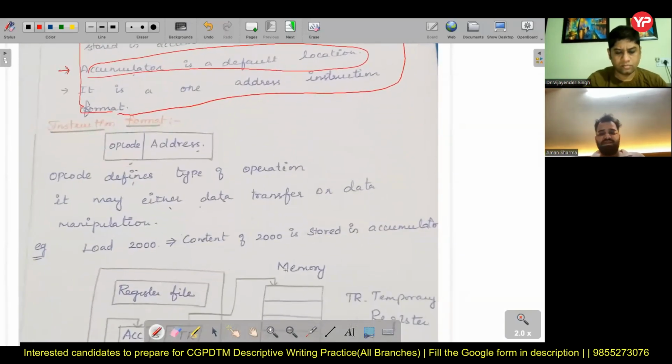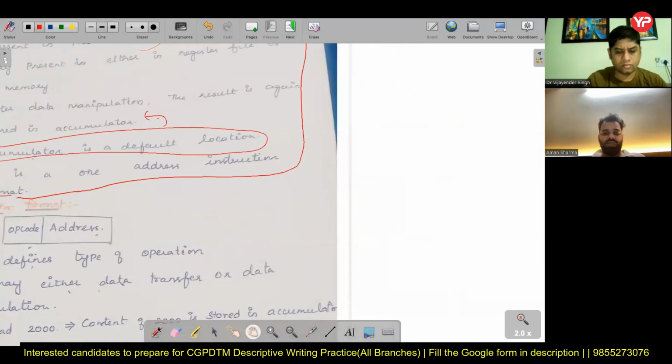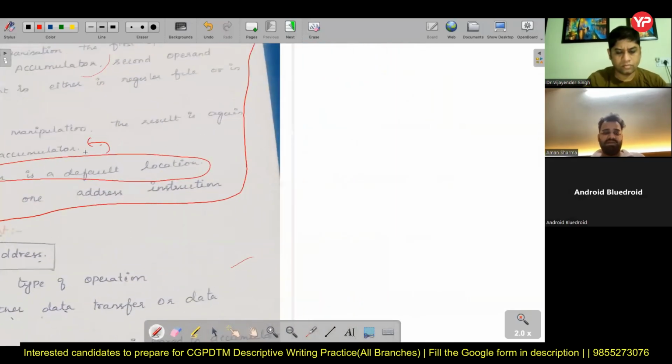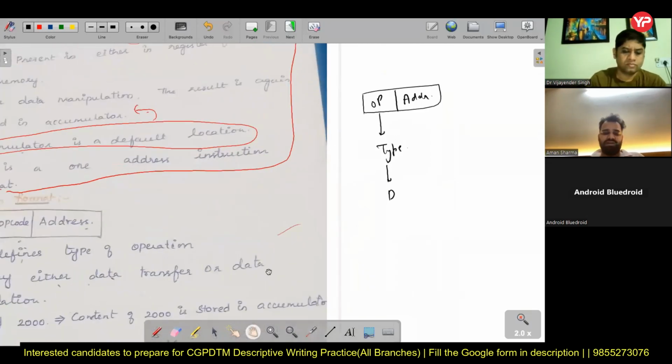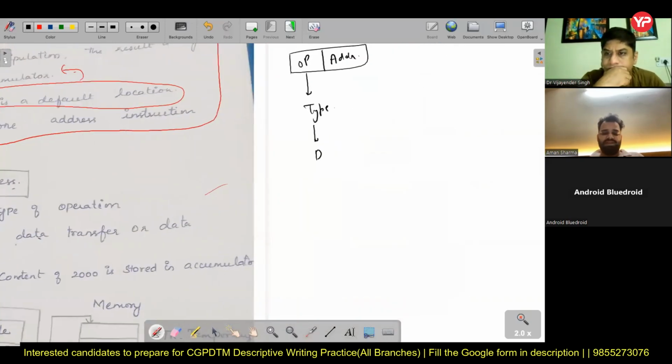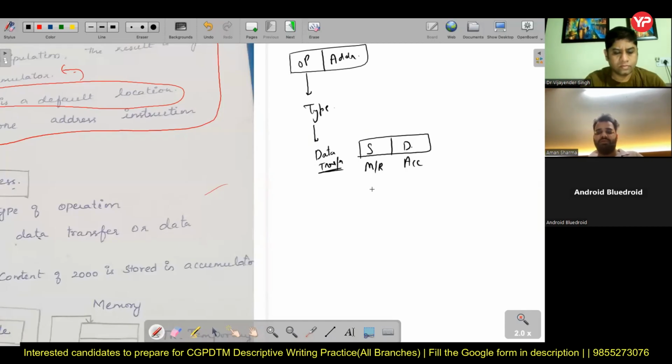In instruction design there are many things that you can explain. First of all, let's say this is the opcode and this is the address. The opcode will let you know the type of instruction, and depending on that, you have written that it can be data transfer or data manipulation. For data transfer, you can transfer the data from accumulator to memory or register to memory. So you can create source here and destination here. The source can be memory or register and the destination will be accumulator, or it can be accumulator and memory or register.